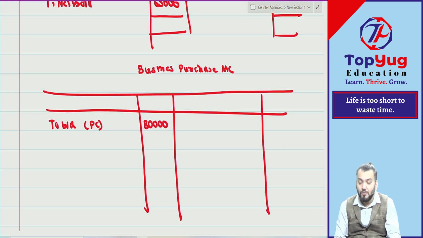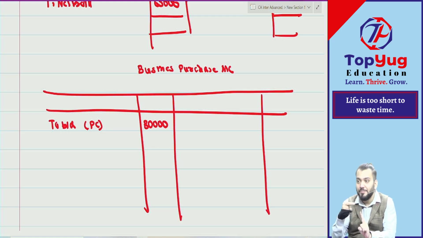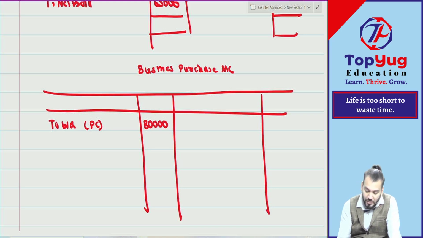So what journal entry will we do? Business purchase account debit to asset. Asset will be created and liability account debit to business purchase. Means we remove assets and liabilities which are not taken over. So first, can you give me the assets which are not taken over?